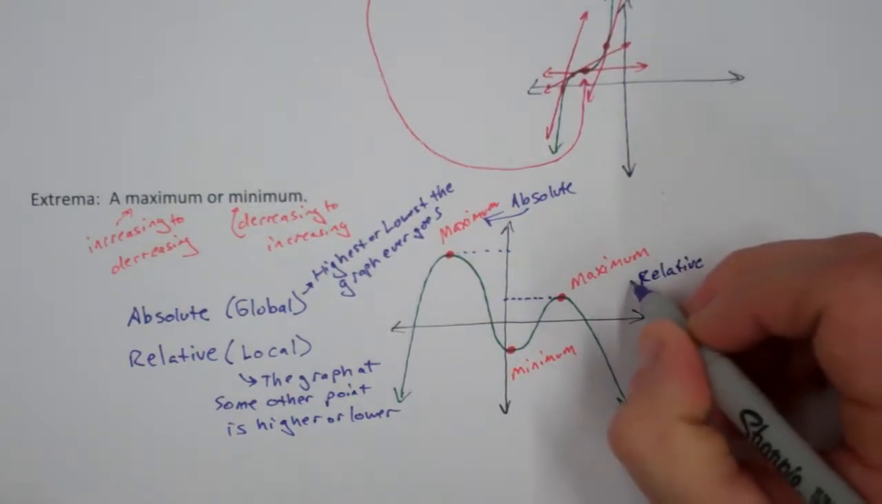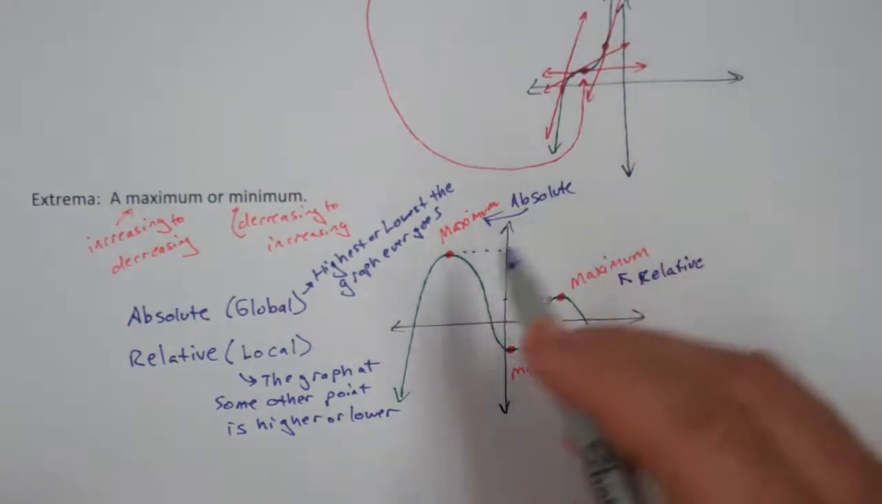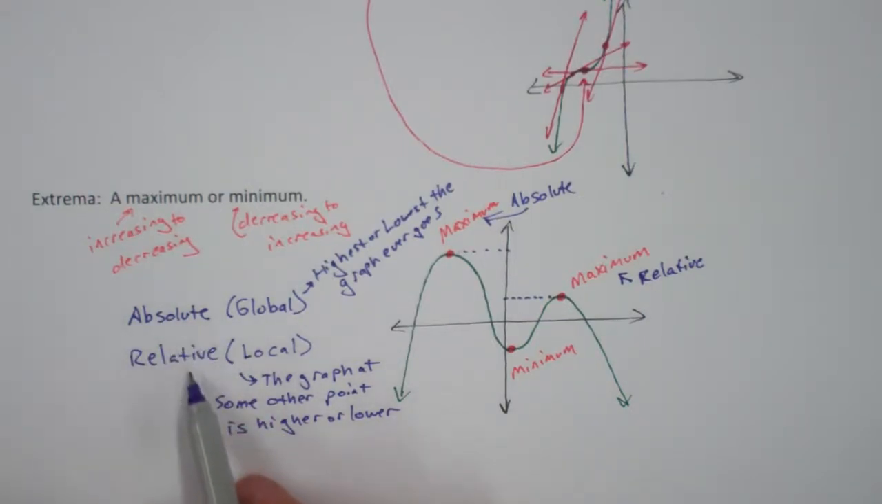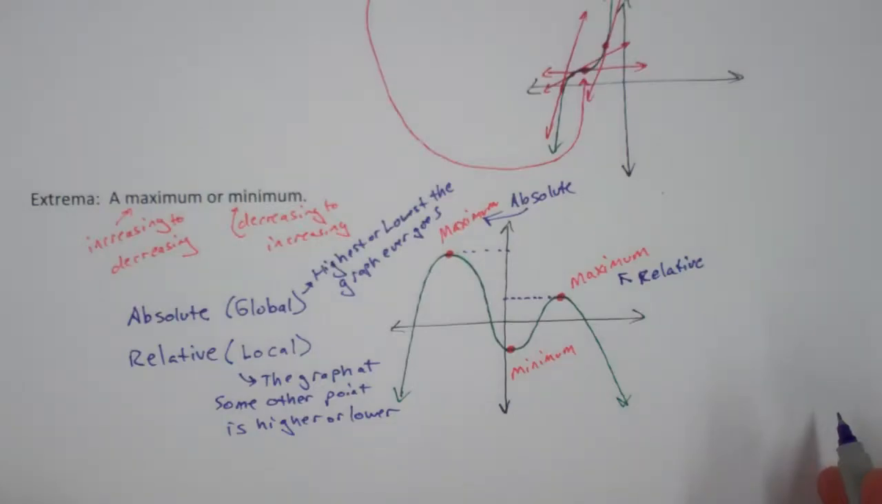In this class we're going to be using absolute and relative. If you understand it as being global and local, maybe you had that in a different class or you're looking up something online or in a different textbook, that's fine. But we need to understand absolute and relative also. Those are words that you want to know.